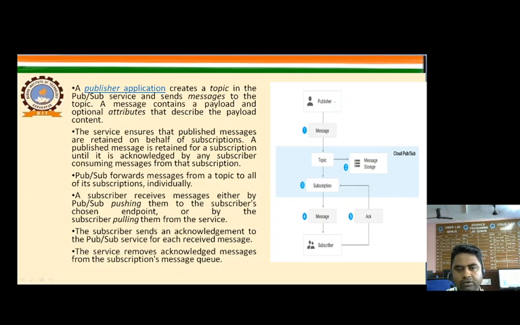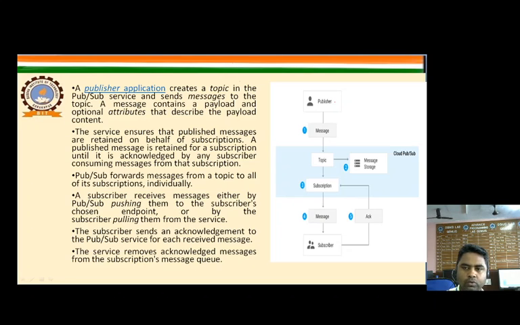Pub/Sub forwards messages from a topic to all of its subscriptions individually. A subscriber receives the message either by Pub/Sub pushing it to the subscriber's chosen endpoint, or by the subscriber pulling it from the service. The subscriber sends an acknowledgement to the Pub/Sub service for each received message, and the service removes the message from the subscription's message queue.